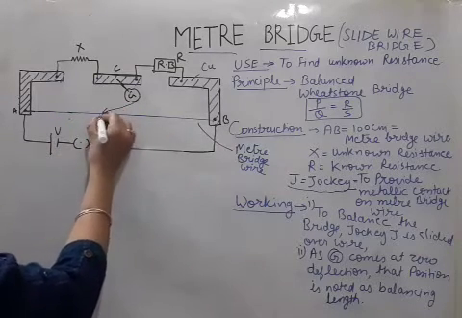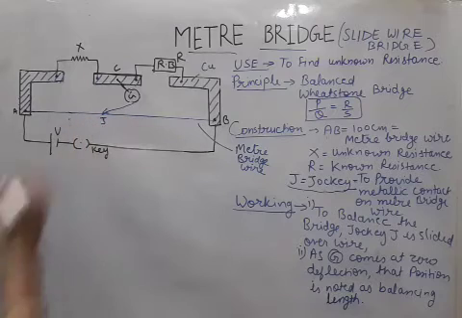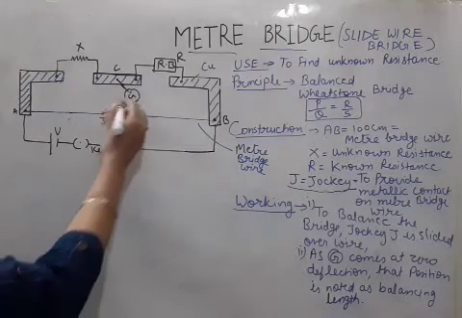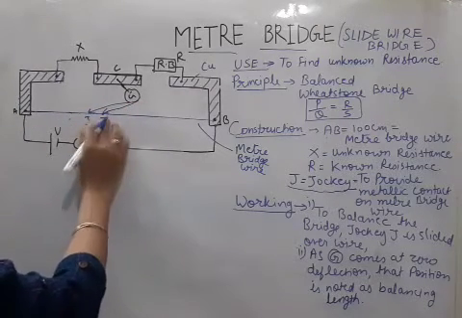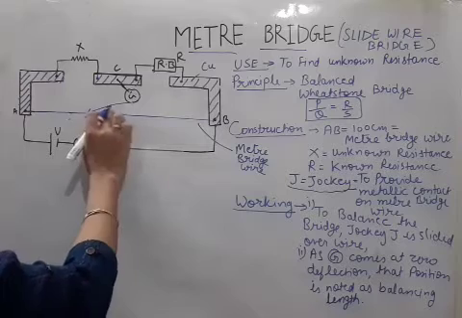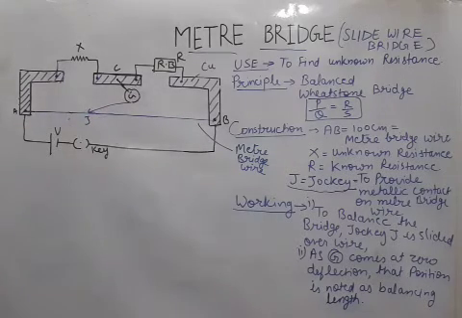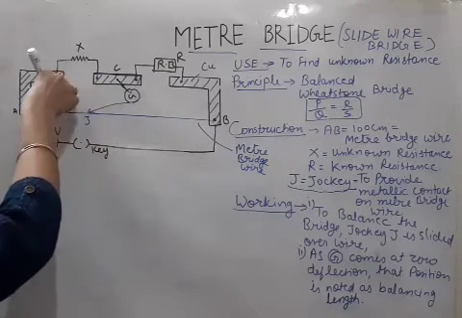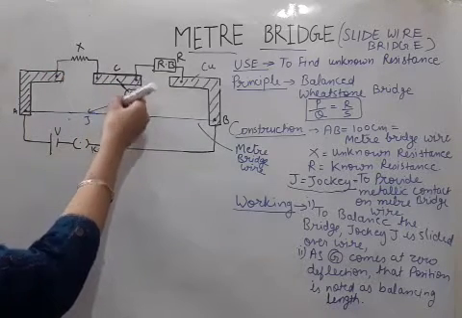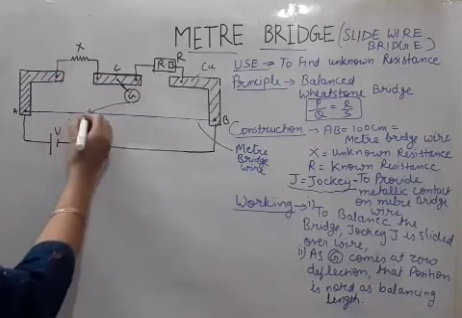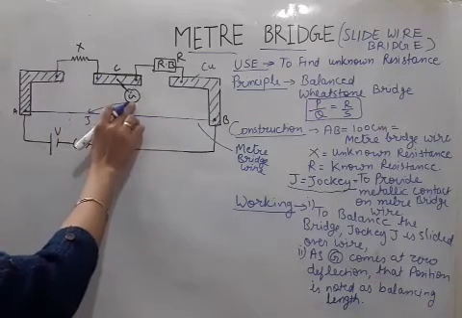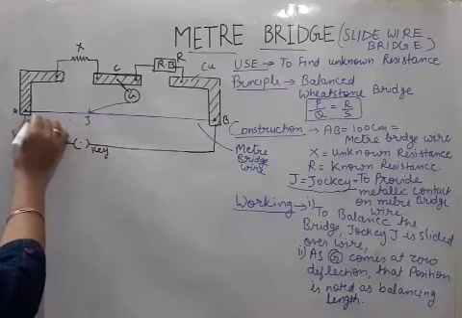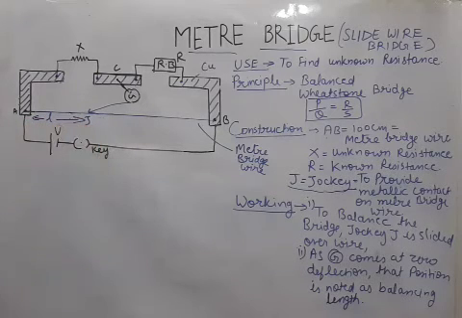Suppose here. Then suppose the galvanometer still is not at zero deflection. This way we can keep on trying at different locations. So suppose at this location the galvanometer gives zero deflection. That means when the jockey was touched here, no zero deflection. When the jockey was touched here, no zero deflection. But as soon as the jockey was touched somewhere on the wire where the galvanometer is giving zero deflection, that length is called balancing length L. This point is called the balancing position.